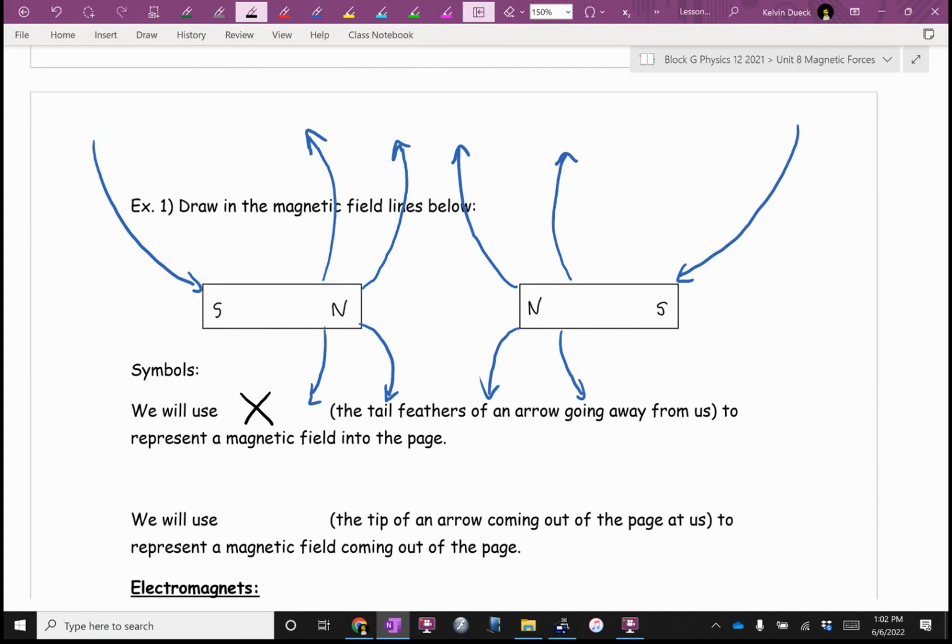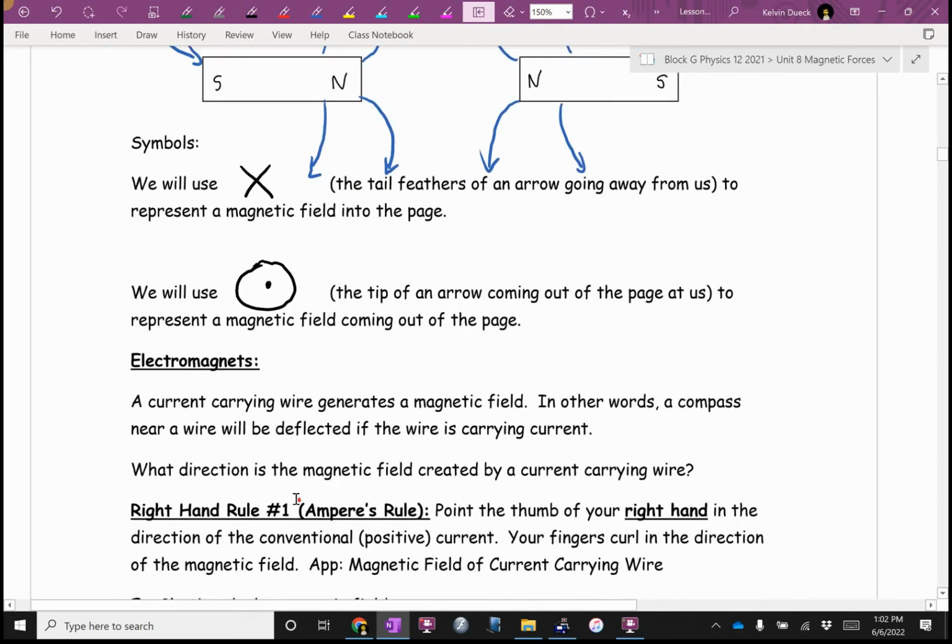And then to show something coming out of the page towards us, that's meant to be the tip of the arrow coming out of the page towards us. Although, again, often we won't even bother putting the circle around it because I can do periods when I'm typing pretty easily, and that's meant to be the tip of the arrow coming out of the page towards you. So now, Zach, we can start to do some three-dimensional diagrams. So let's talk about electromagnets.